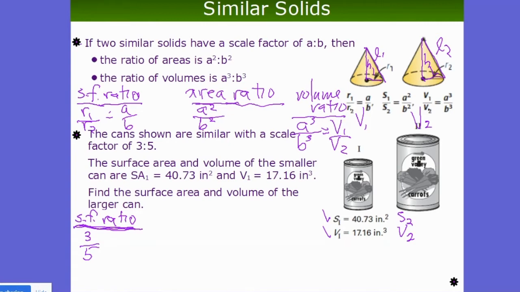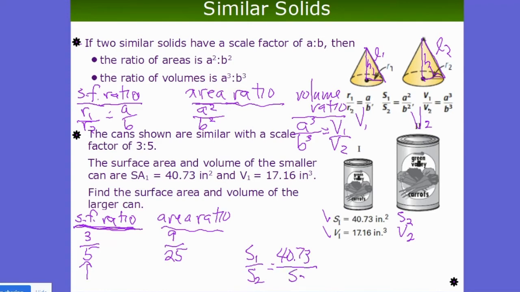We're going to use our ratios to help us. If we're working with surface area first, surface areas are areas, so you're going to use the area ratio, which is just the square of the scale factor ratio. So I'm going to square that, and you square the top, you square the bottom. So that will be the ratio of the surface areas. I know one of the surface areas, it's 40.73. I don't know the second one. That's what I'm trying to find. But I do know the ratio.